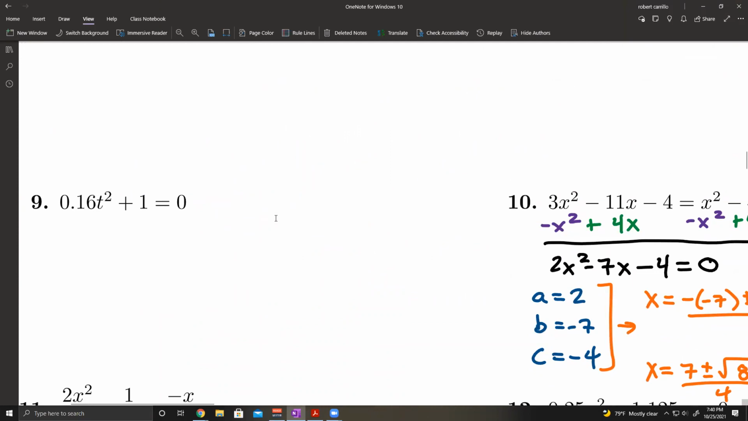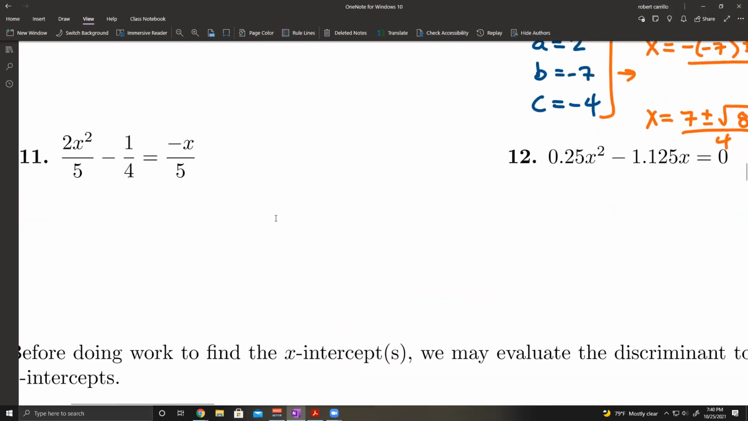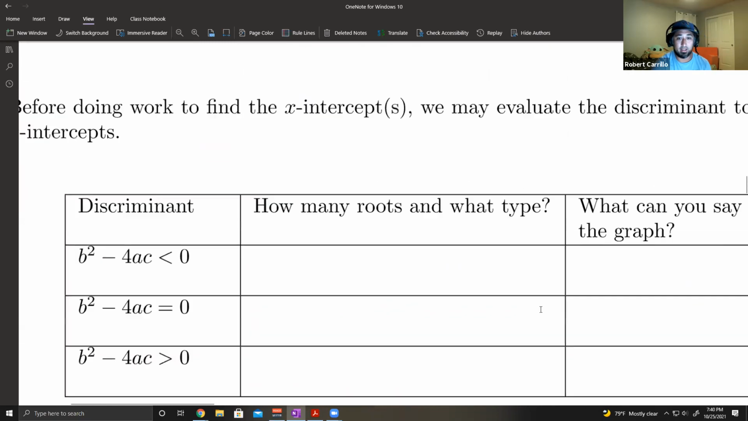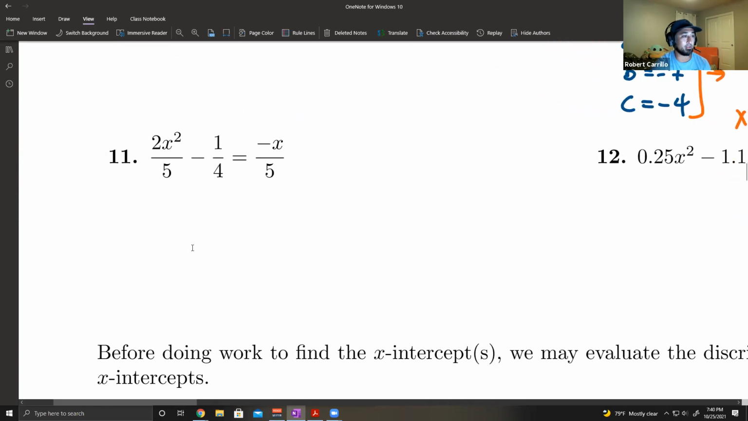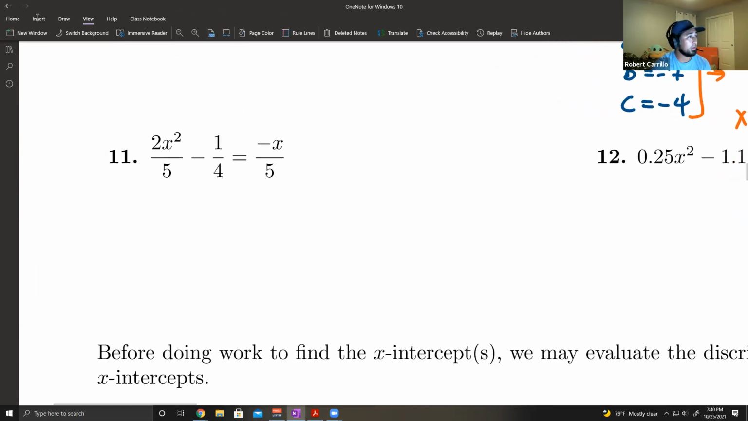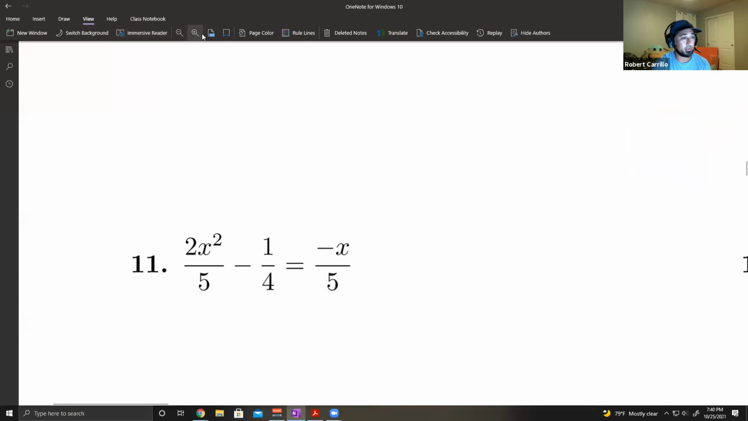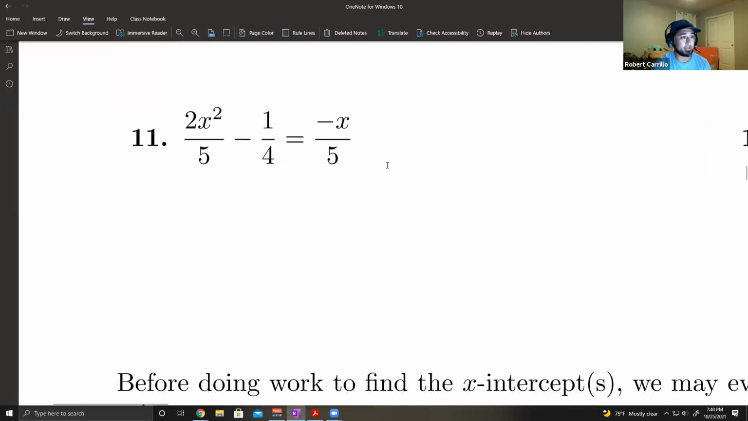Number 11, another fraction one. Oh my goodness. Let's see, what time is it? 7:40. And sure, let's chug that one out. And then that'll be the last quadratic formula one that we do. Okay. Zoom in. Let's get all the space we need for this one. It's going to be nasty.